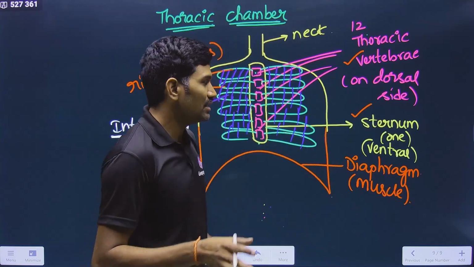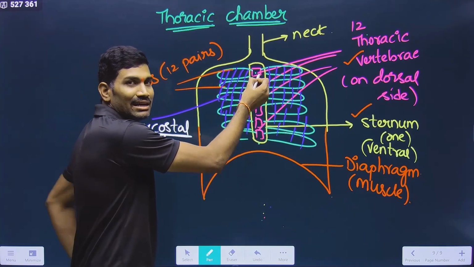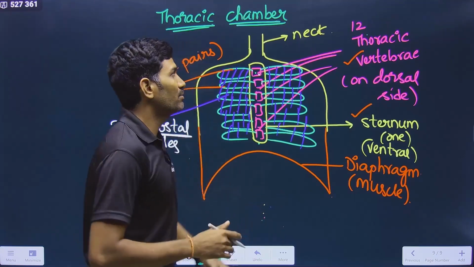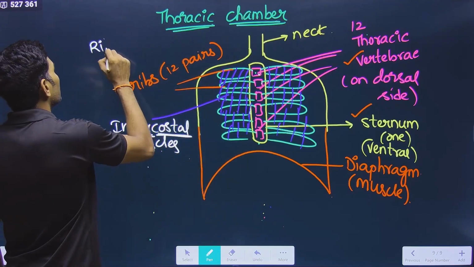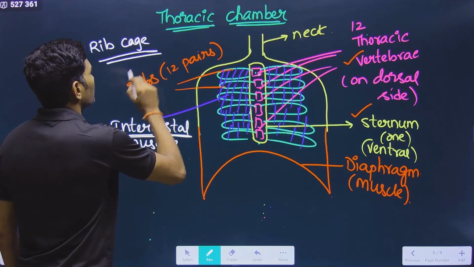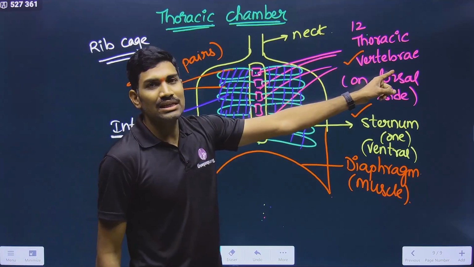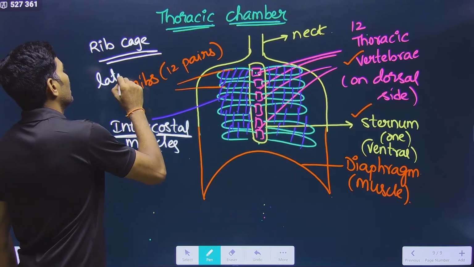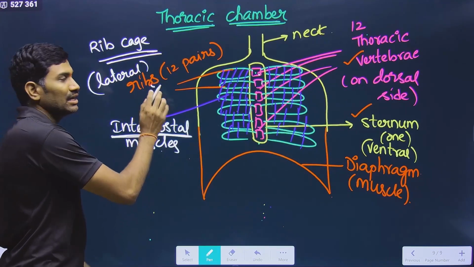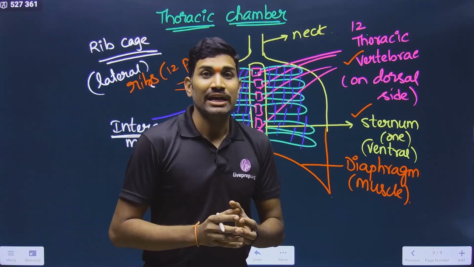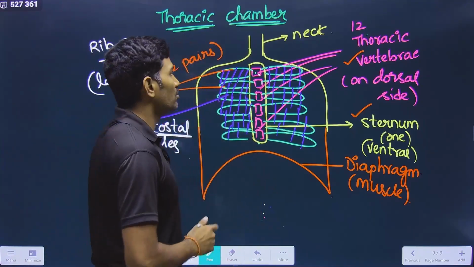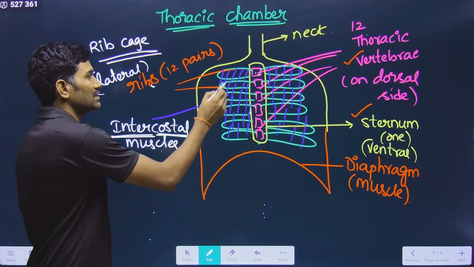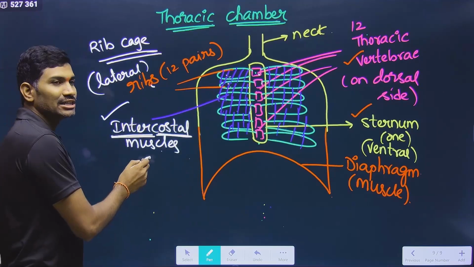Once again I am repeating here. Please observe carefully. Dorsal side vertebrae, ventral side sternum, lateral side ribs, and they are forming the rib cage. In this way the rib cage is formed, and it should be a closed one. To make it closed, what happens here? It is completely closed with the help of the muscles present between the ribs, which are called intercostal muscles.